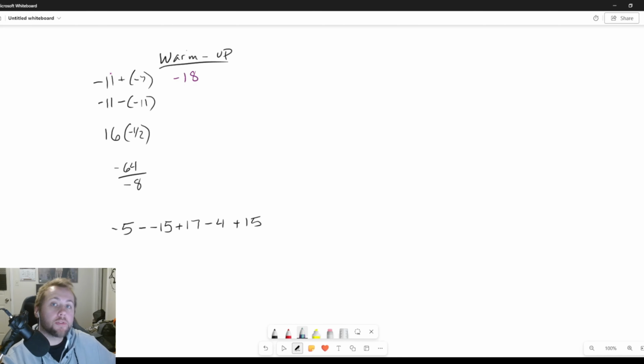When you have a -11 minus a -11, when you have two negatives right next to each other, a negative minus a negative, you can just add the opposite, or keep change opposite. So that's -11 plus 11, which is just going to give you 0.